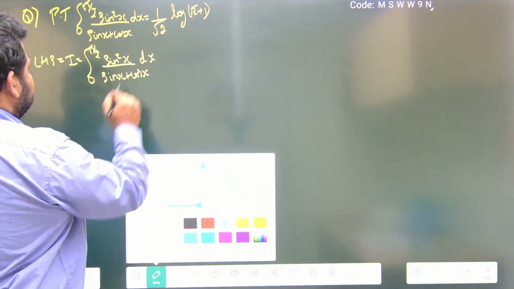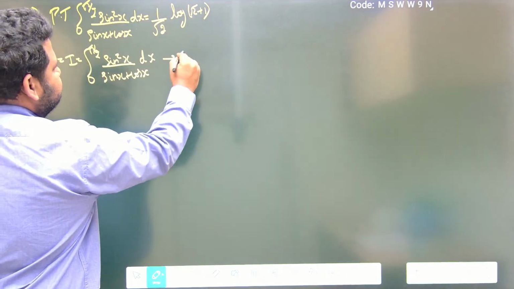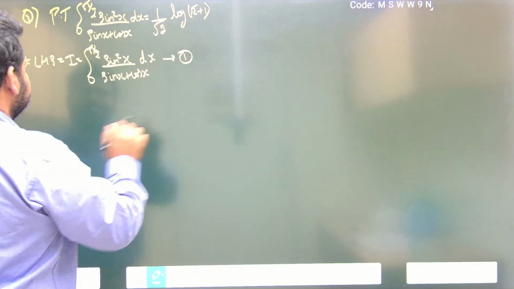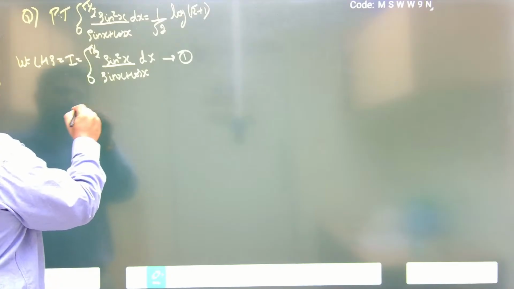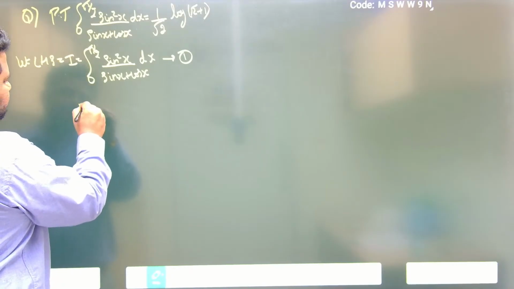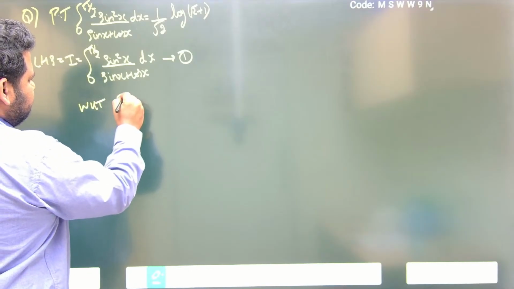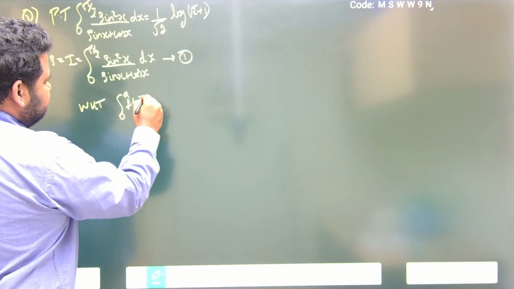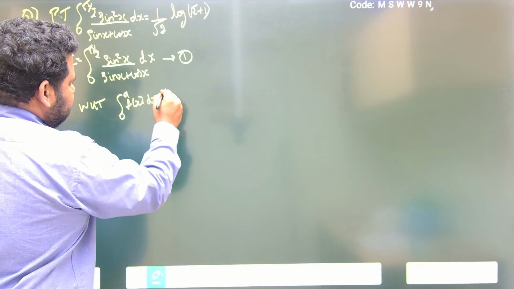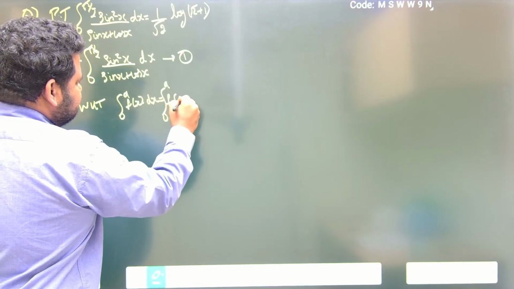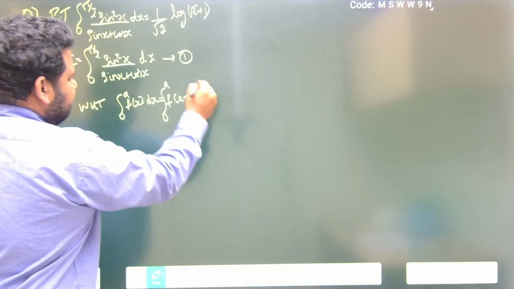This is what we have. Let this be equation 1. Now what we have to do? We know that the integral of 0 to a of f of x dx is nothing but equal to the integral of 0 to a of f of a minus x dx. Correct? Let us apply this here.